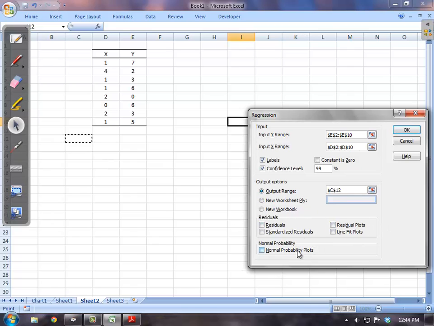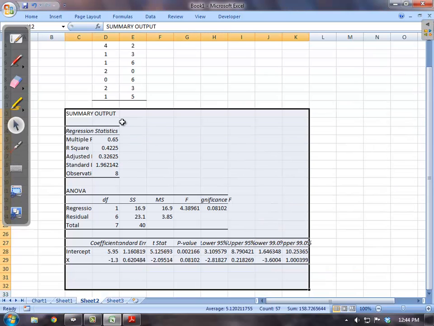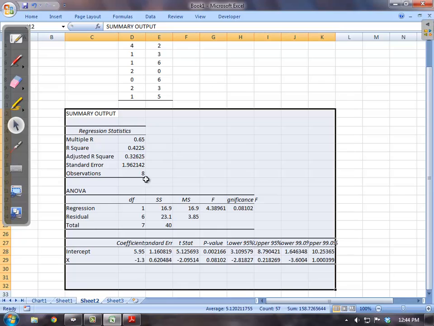I could explore some of these other features, but I think that's a bit beyond what we actually need, so I'm going to leave these other parts off. Alright, and here it is, the summary output. Let's clean this up so you can actually see it.